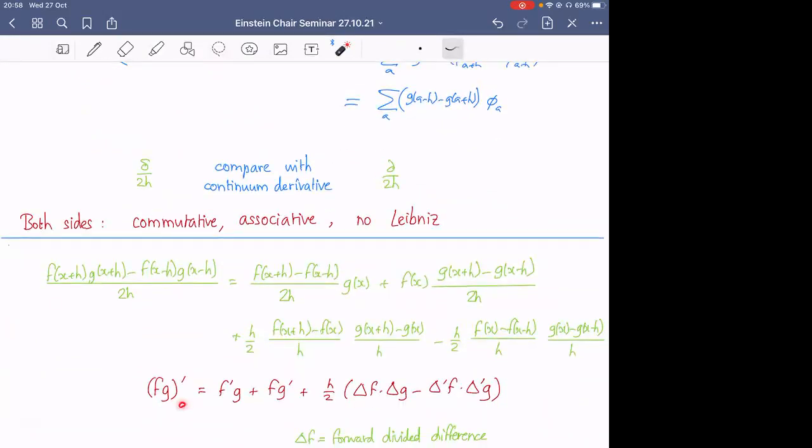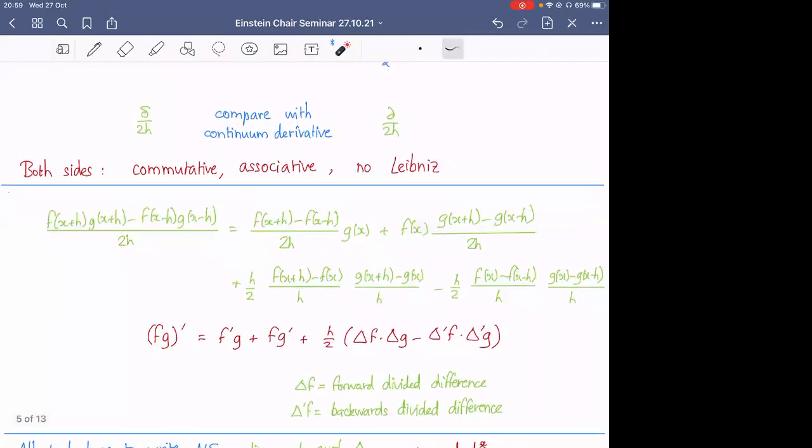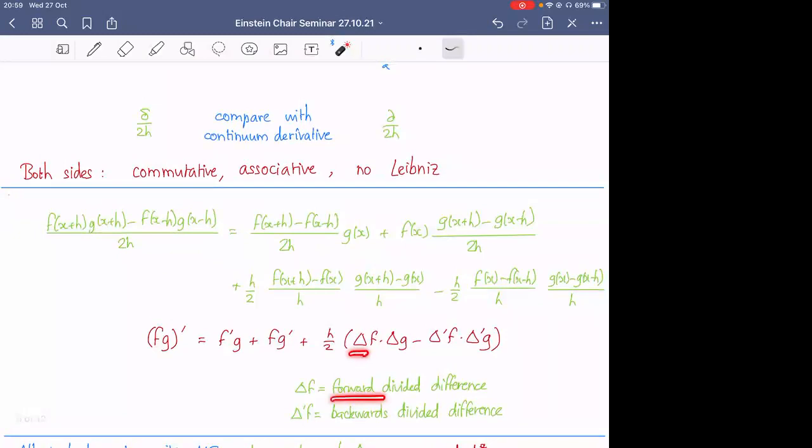So the error from being Leibniz, this difference here, becomes this sum, where now each term is a product of half divided differences. So we have delta, the forward divided difference, and delta prime, the backward divided difference. So x plus h. And this is the backward one, f of x and f of x minus h over h. And this is the error from Leibniz.